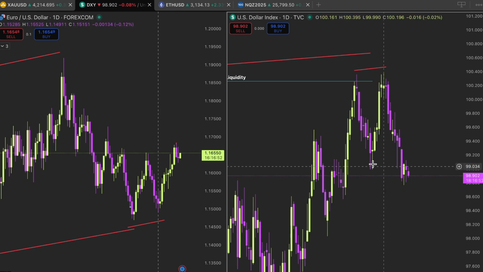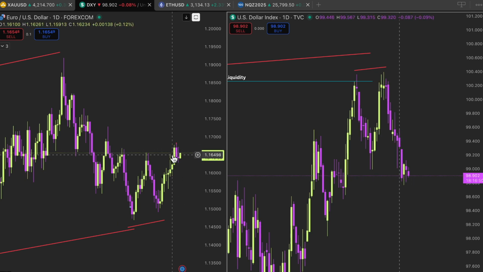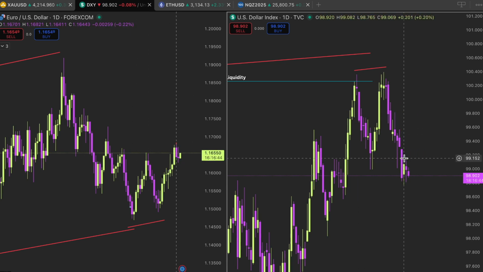But now, as you can see, we traded above these highs, broke above these highs. Now we traded back into this daily fair value gap over here, and also this bearish daily fair value gap over here for the DXY, and we've been trading lower since.